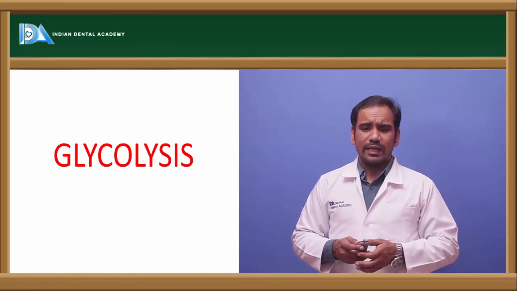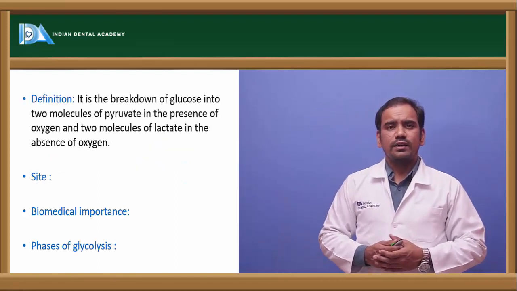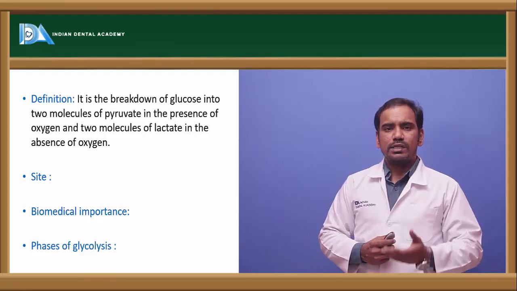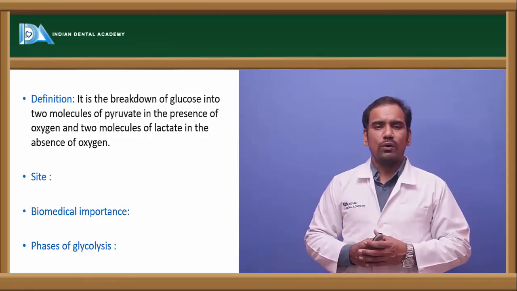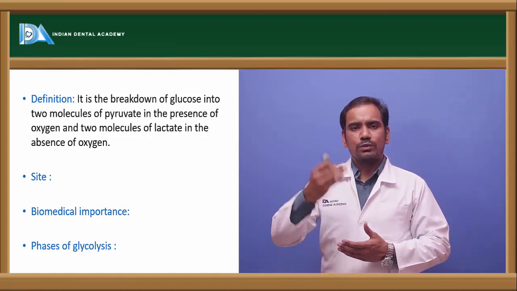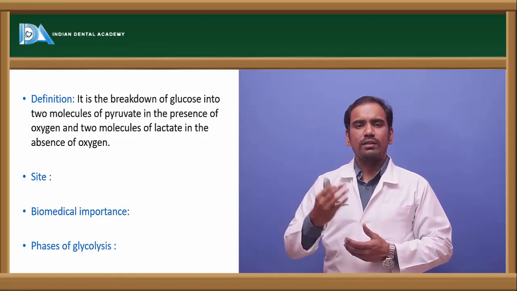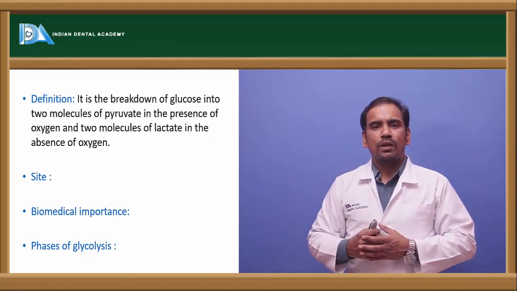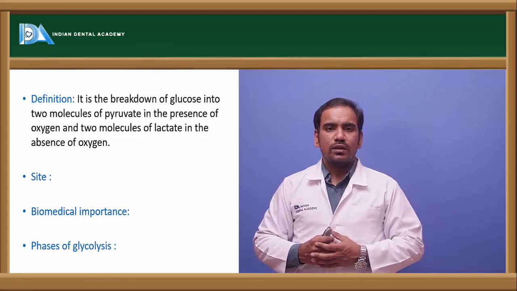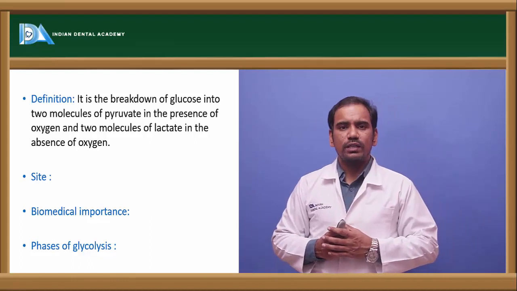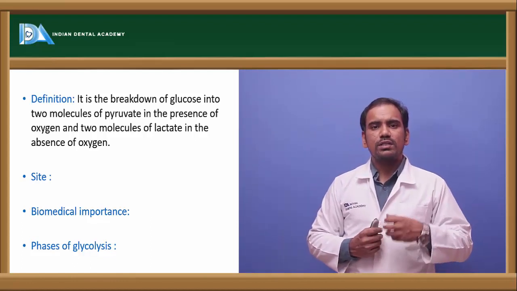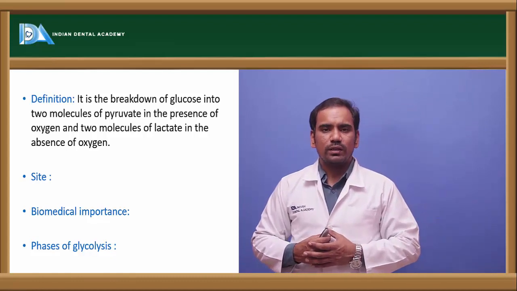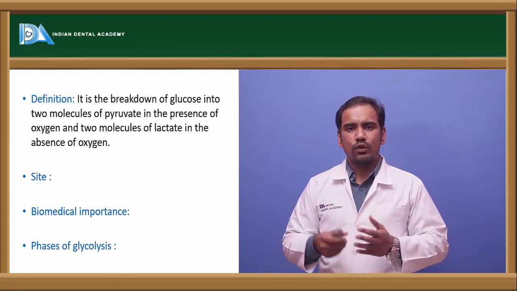So what is glycolysis? Glycolysis is defined as the breakdown of glucose into pyruvate or lactate in the presence or absence of oxygen. There is a sequence of reactions which break down glucose into two molecules of pyruvate if oxygen is there, and in the absence of oxygen the same glucose is converted into two molecules of lactate. So we have two types of glycolysis based on the availability of oxygen: aerobic glycolysis, when oxygen is there, and anaerobic glycolysis, in the absence of oxygen.